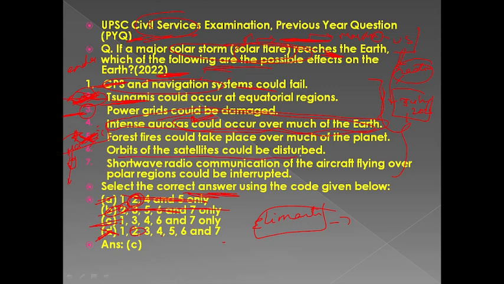Orbits of the satellites could be disturbed. Yes, the orbits of the satellites could be disturbed. We have already seen that astronauts and space activities will be disturbed. Shortwave radio communications of the aircraft flying over the polar regions can be interrupted. Yes, this is also correct. So the answer is C, 1, 3, 4, 6 and 7. And these two, tsunamis and forest fires, do not have any relation with the solar flares.